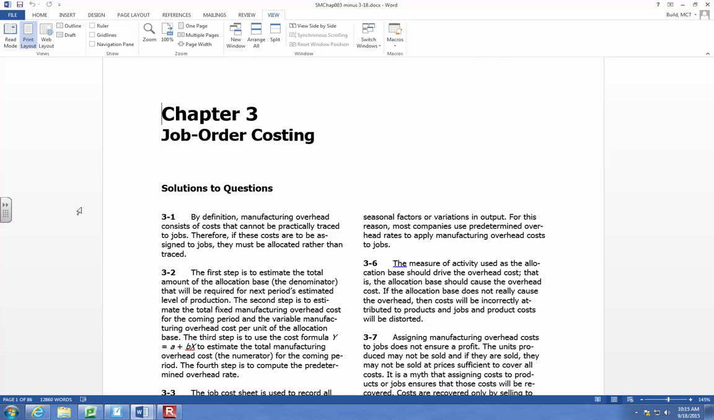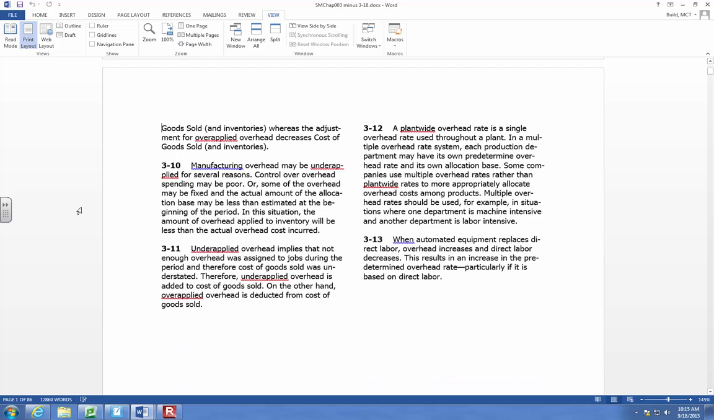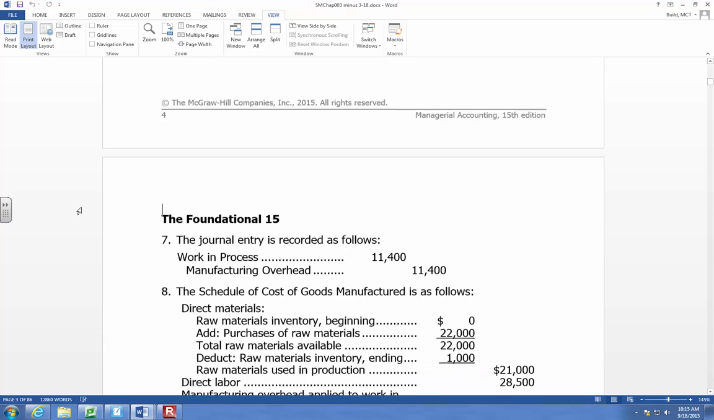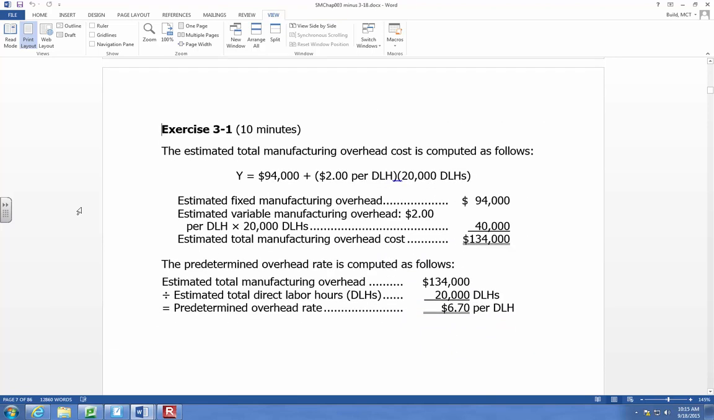Okay, Jeannie, what'd you get? I got $6.70 per direct labor hour. Per direct labor hour. Good. Is this what you just said? Yes. Okay, $6.70. What did they do here? They broke up the fixed and the variable. So you had to put it together to estimate what total overhead was.